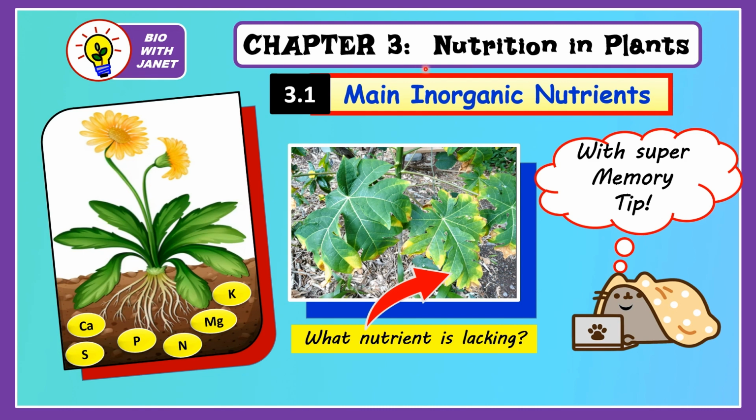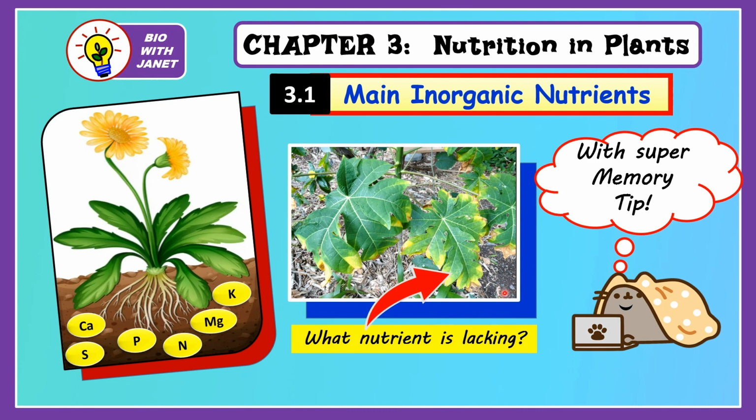Right, let's go to chapter 3, Nutrition in Plants, subtopic 3.1, main inorganic nutrients. In this video, we're going to discuss the main inorganic nutrients, or the macronutrients and micronutrients, or the mineral elements that are needed by plants for their growth and development, such as calcium, sulfur, phosphorus, nitrogen, magnesium, and potassium. We're going to discuss the functions of these mineral ions, and also be able to predict what happens if there's a deficiency of any of these nutrients in the soil.